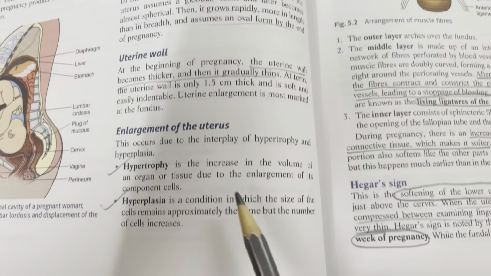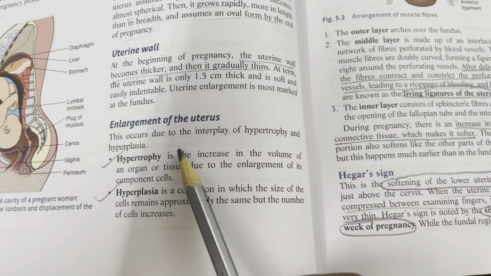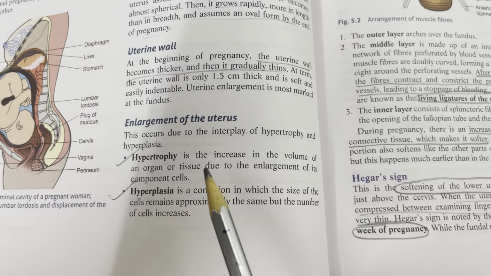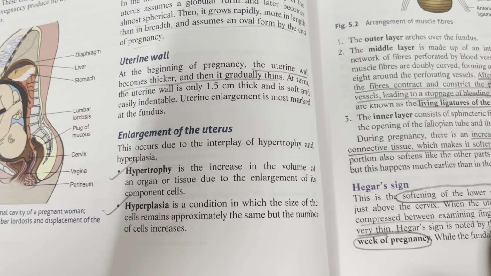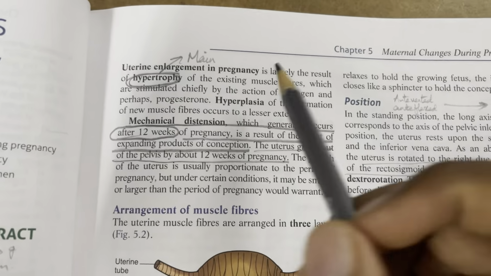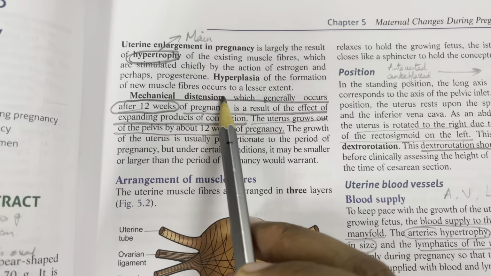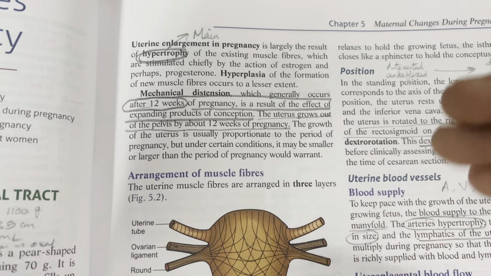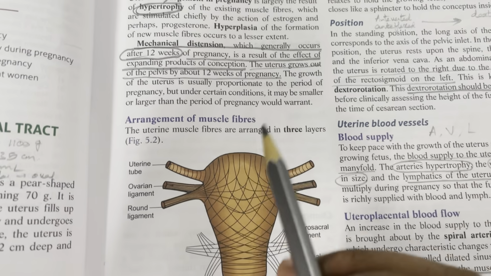Then enlargement of the uterus is due to interplay of hypertrophy and hyperplasia, but mainly it is hypertrophy. Just explain what is hypertrophy and hyperplasia. Hypertrophy is increase in size of the cell, hyperplasia is increase in number of cells. So mainly uterine enlargement in pregnancy is because of hypertrophy. Mechanical distension usually occurs after 12 weeks of pregnancy once the uterus starts entering into the abdomen from the pelvis.